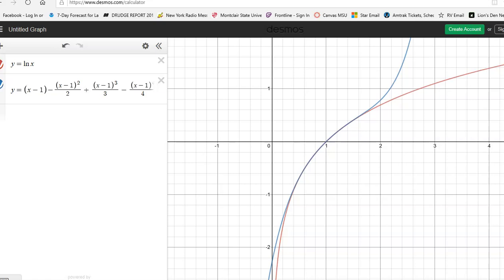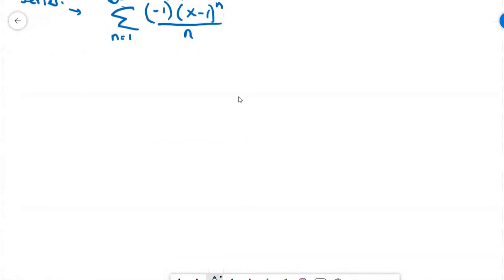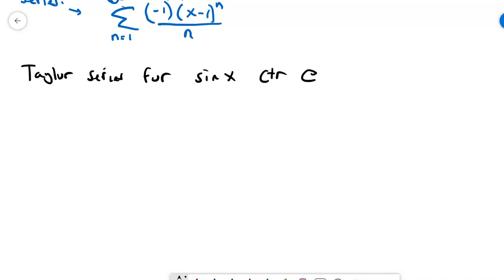All right, so there's a natural log function. Cool. Let's try another one. We just did the natural log. How about the sine of x? Sine of x we'll do a Maclaurin series for. So let's find a Taylor series for sine of x, centered at a equals 0, or at x equals 0, which really means that it's a Maclaurin series. All right, let's go until we get a pattern.